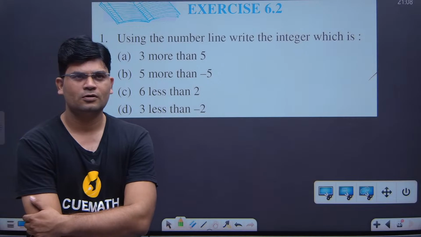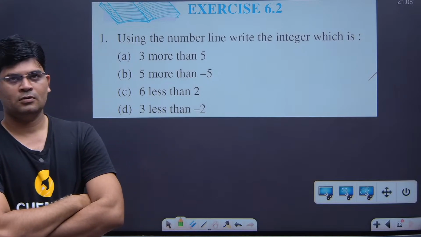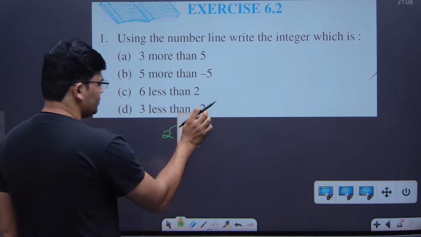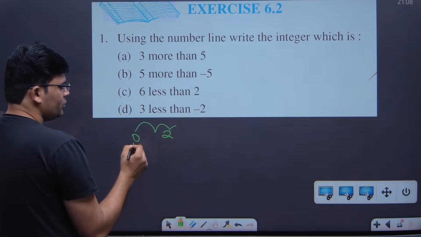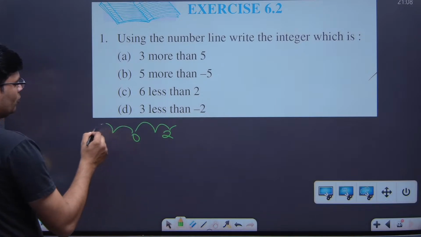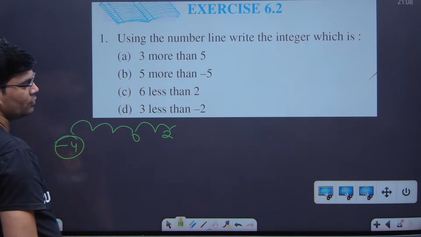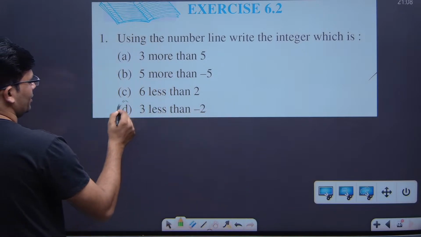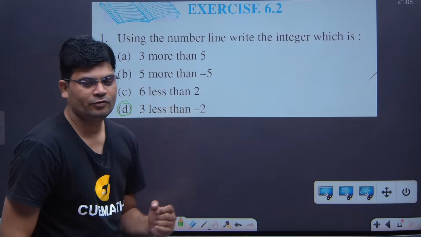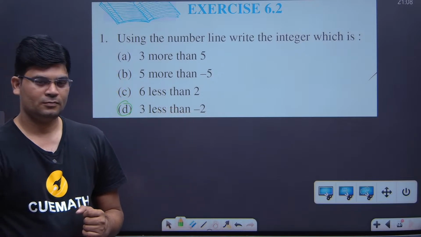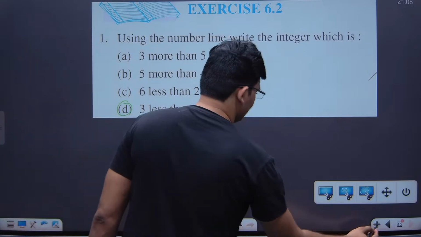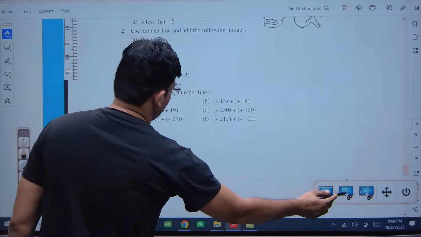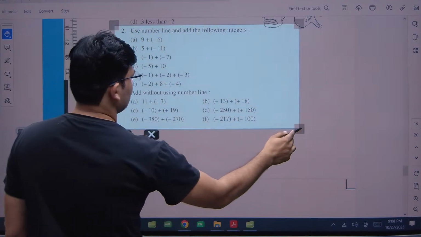4 or negative 4? -4. 6 less than 2 means from 2 you have to move 6 steps towards left. So when you move 2 steps you will reach 0, and then 4 more steps, so the answer is negative 4. Okay, then my fault. 3 less than negative 2. -5. Negative 5. Wonderful. Okay. So this you can do mentally and orally both.